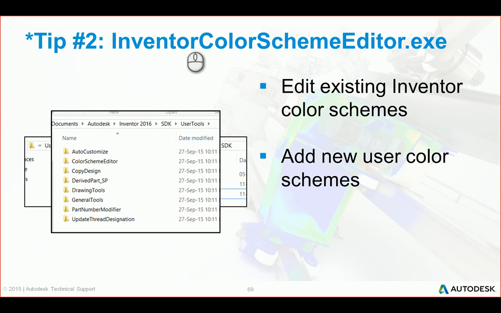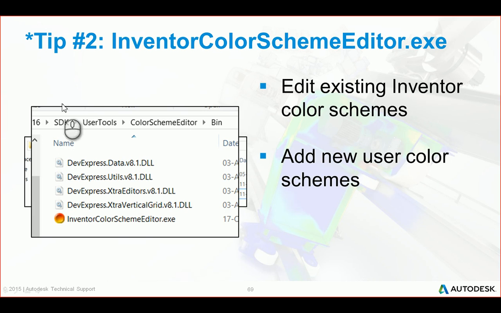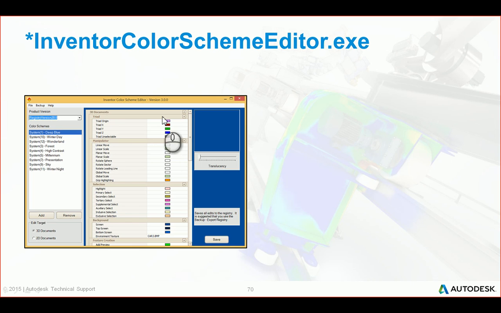So just, it's in the SDK user tools, and it's the Inventor Color Scheme Editor, and you'll notice the color schemes that are there, and you can adjust the different colors as needed. This is more or less, you're on your own. We provide it as is.